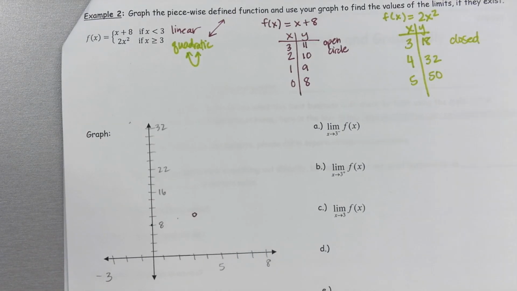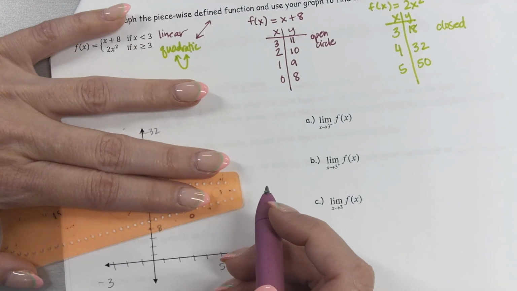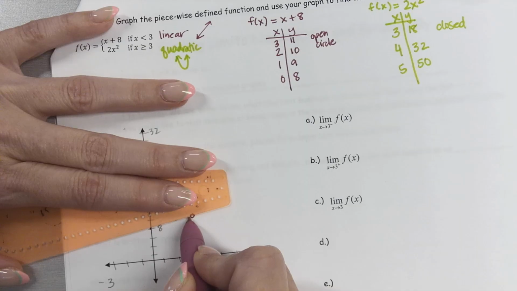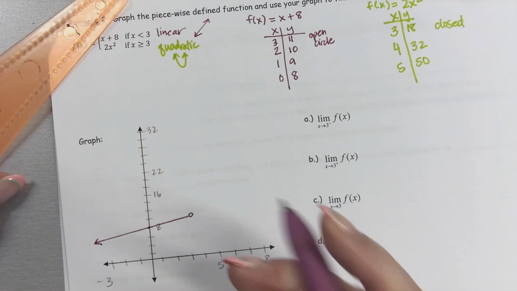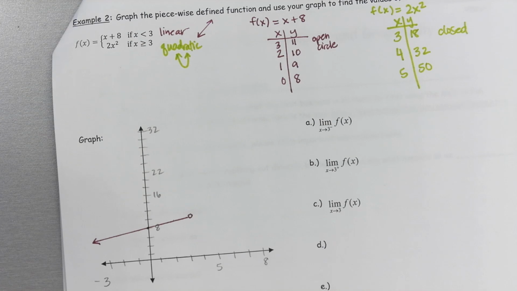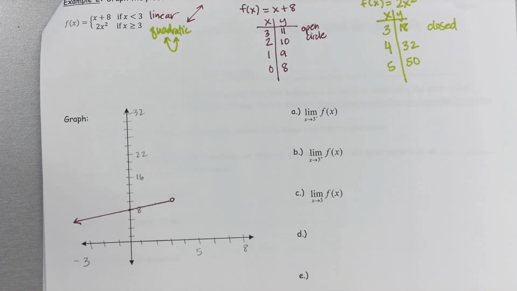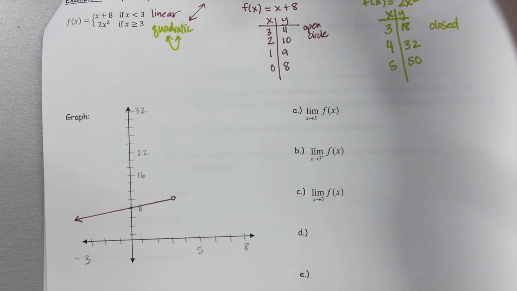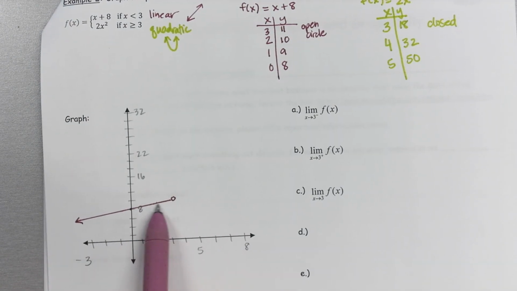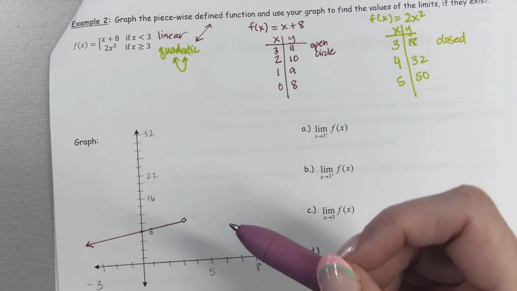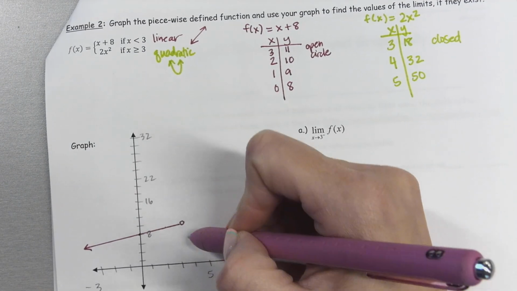Okay, and then I'm just going to use a straight edge for my line. Okay, so when you're putting these points on, I just make them very small, right? We want to see that open circle. Okay, and then the closed circle at 3, 18.